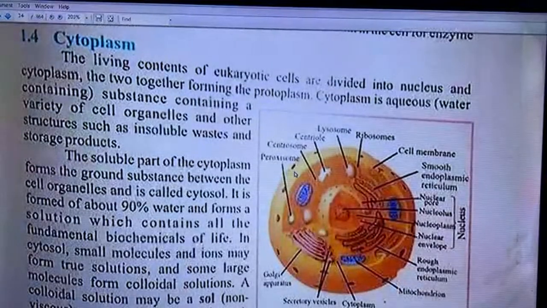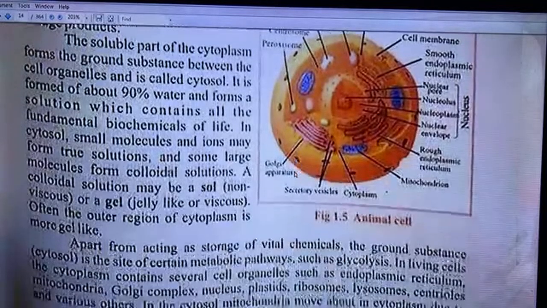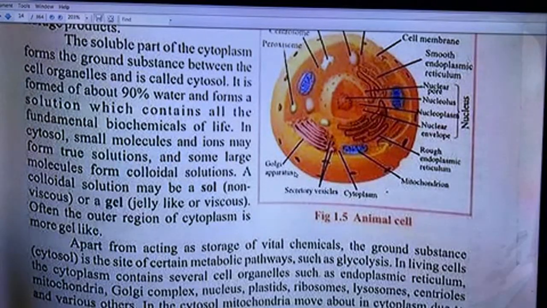Cytoplasm. The living contents of eukaryotic cells are divided into nucleus and cytoplasm, the two together forming the protoplasm. Cytoplasm is an aqueous, water-containing substance containing a variety of cell organelles and other structures such as insoluble waste and storage products. The soluble part of cytoplasm forms the ground substance between the cell organelles and is called cytosol.